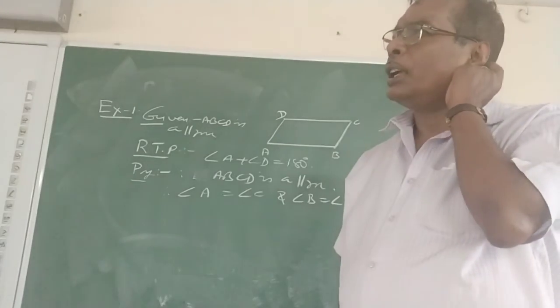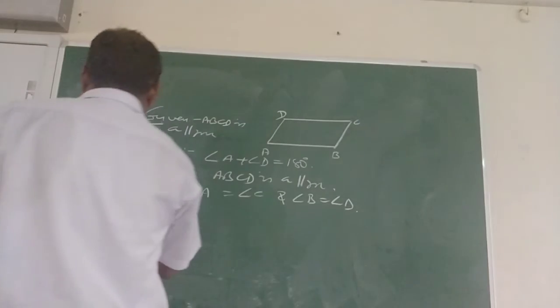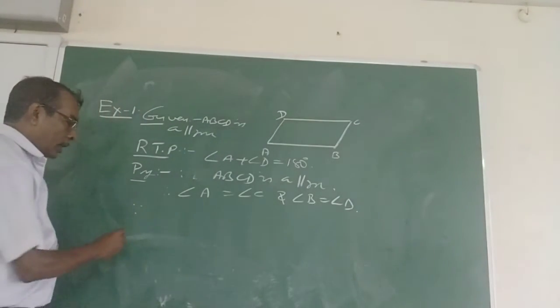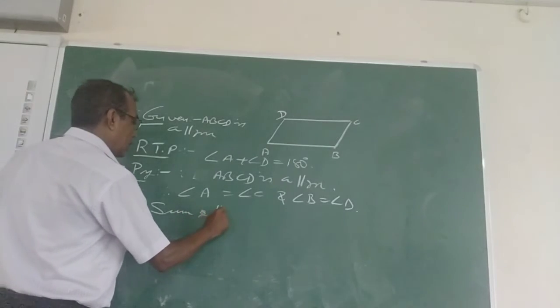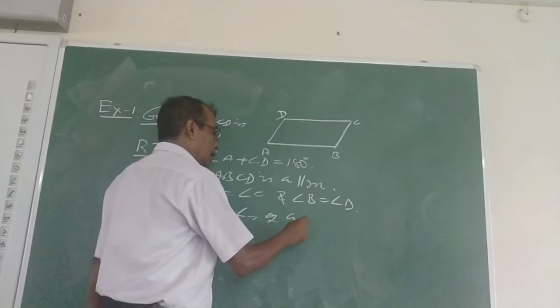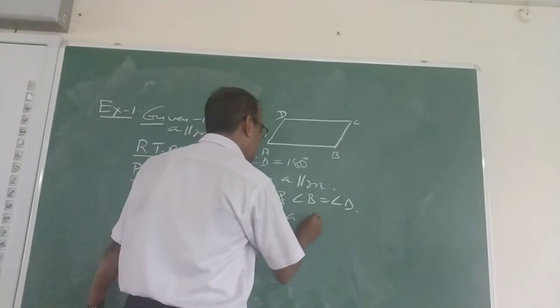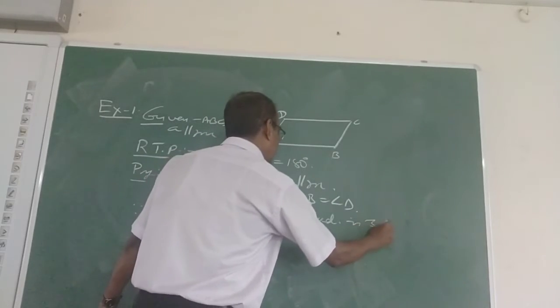Now you know very well that the sum of the angles of a quadrilateral is 360 degrees. So use that. First of all, that statement you have to write: since the sum of the angles of a quadrilateral is 360 degrees.